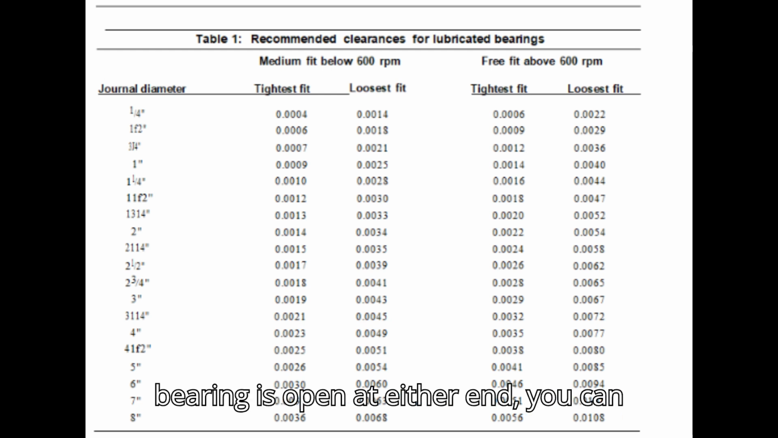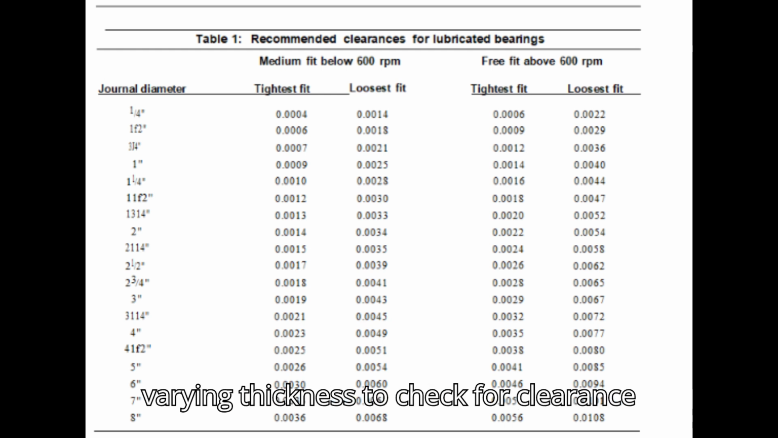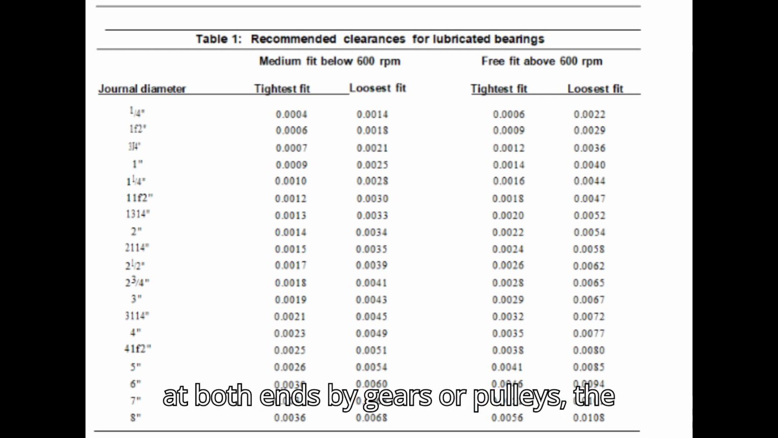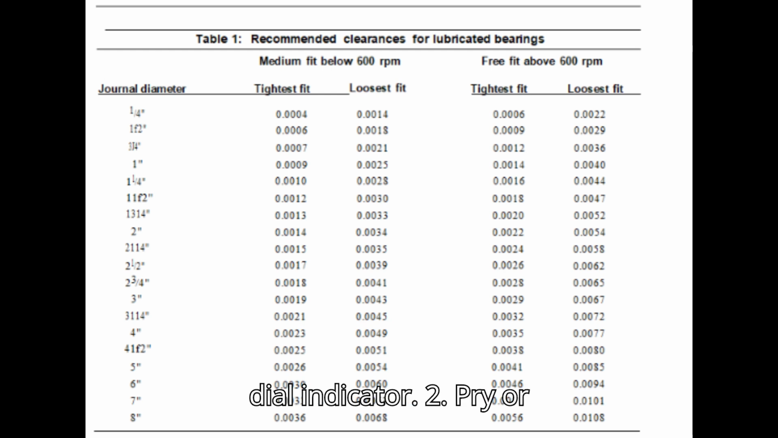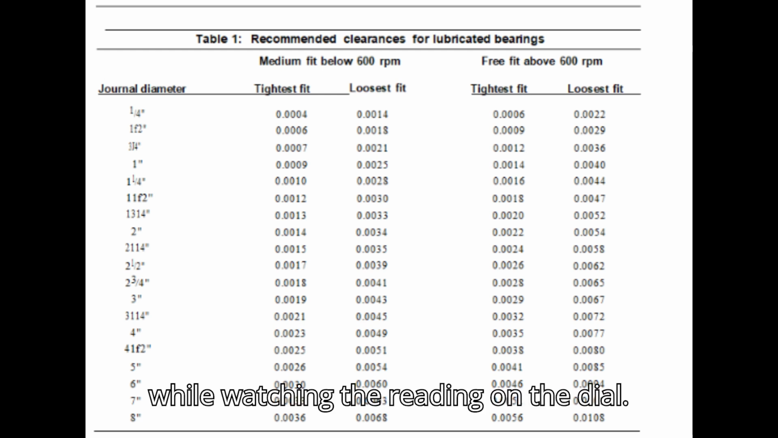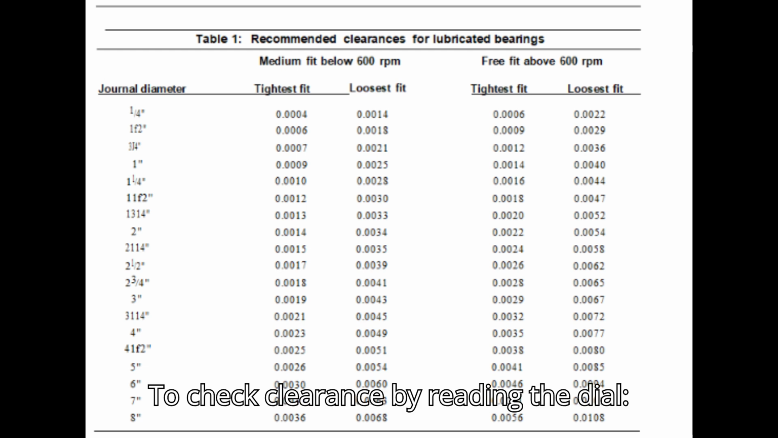If the bearing is open at either end, you can insert long pieces of feeler stock of varying thickness to check for clearance under the cap. If the bearing is shielded at both ends by gears or pulleys, the simplest way to check is to 1. Mount a dial indicator. 2. Pry or jack up the shaft in small increments while watching the reading on the dial. See Figure 21.